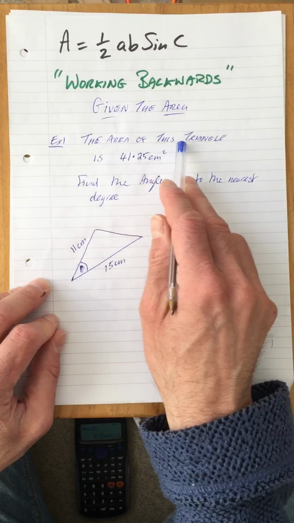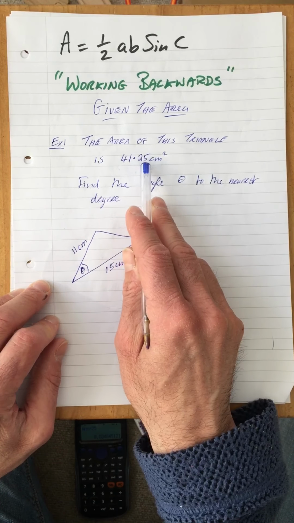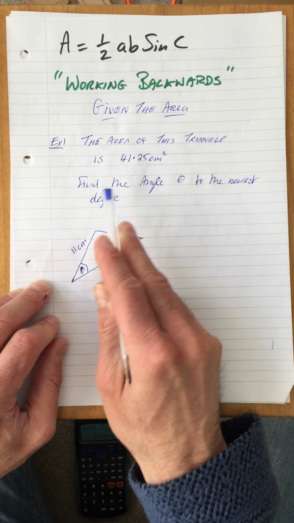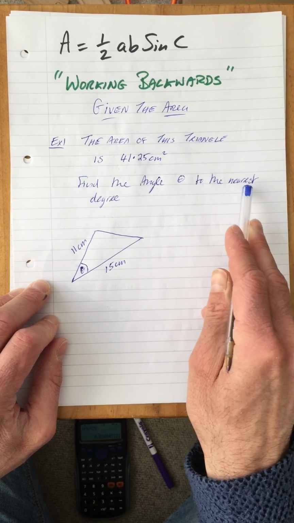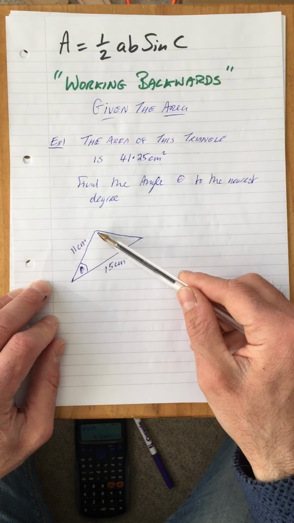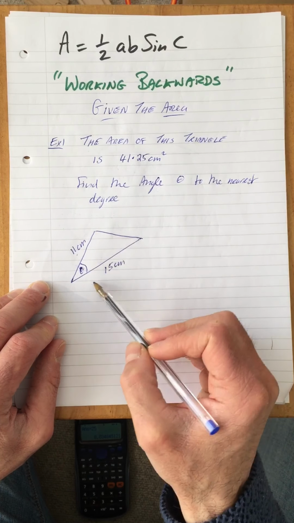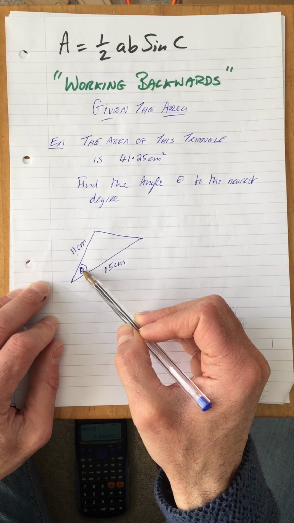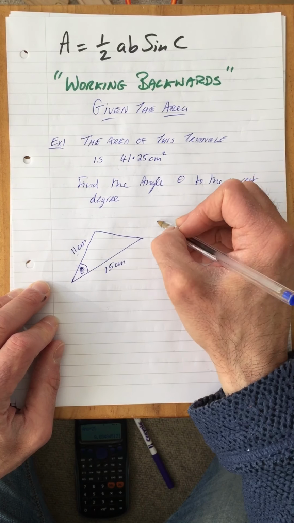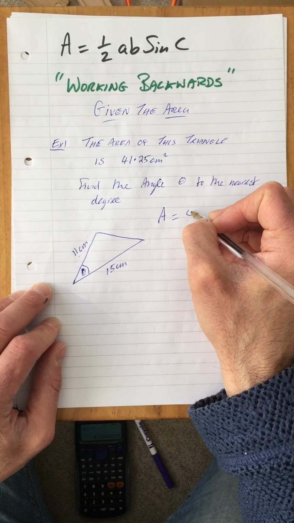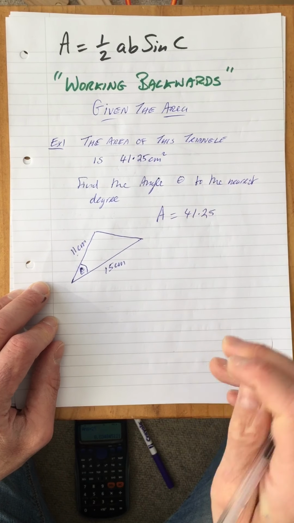The area of this triangle is 41.25 centimeters squared. Find the angle theta to the nearest degree. So what we have is a triangle here. Notice it's got 11 centimeters, it's got 15 centimeters, it's got a mystery angle theta. And we're told that the area is equal to 41.25.